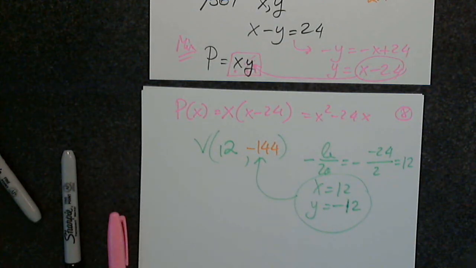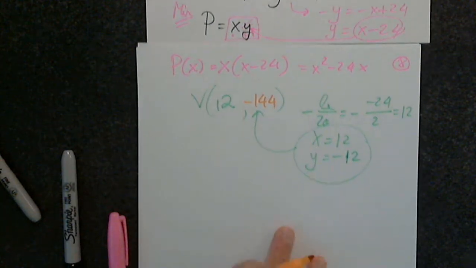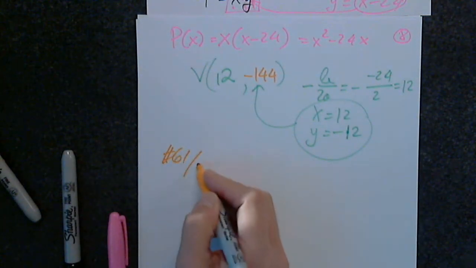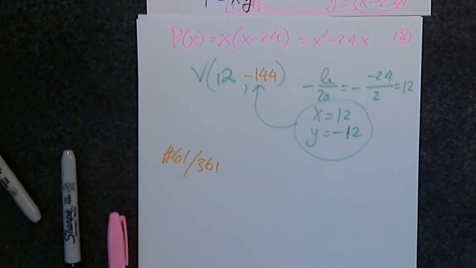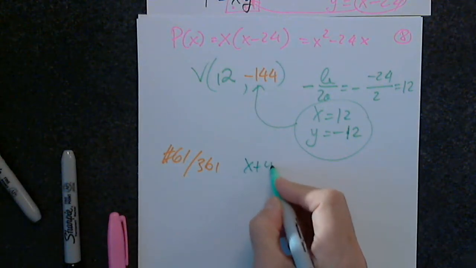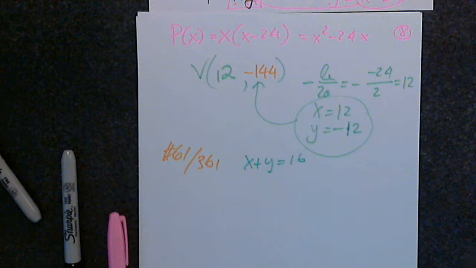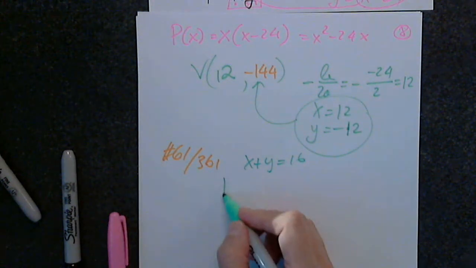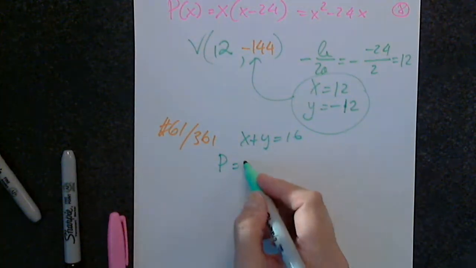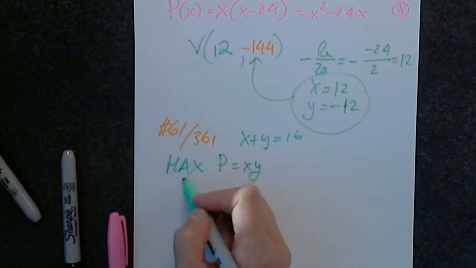Any questions? Sure. Among all pairs of numbers whose sum is 16, x plus y equals 16. Very good. Find a pair whose product is as large as possible. Can anyone give us the product? Very good. And we want to maximize that.